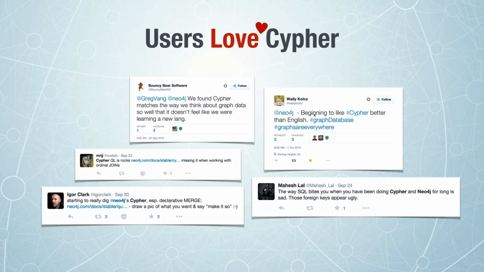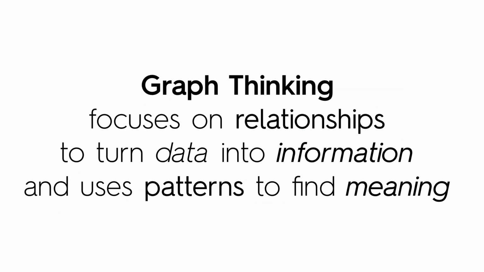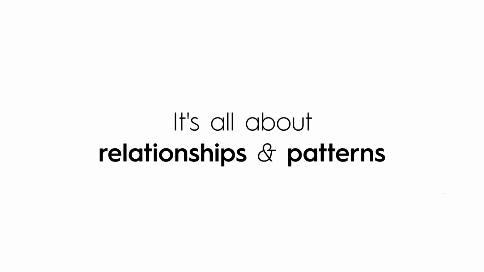A lot of people, when they first look at Cypher, it's not that familiar with them, but if you spend a few minutes or at least a few hours and review Cypher and try to match some of these patterns, it becomes very natural. It's thinking like a graph. It is about drawing patterns between the different entities and querying for those patterns. So graph thinking focuses on the relationships to turn data into information and uses the patterns to find meaning. It's all about relationships and patterns.